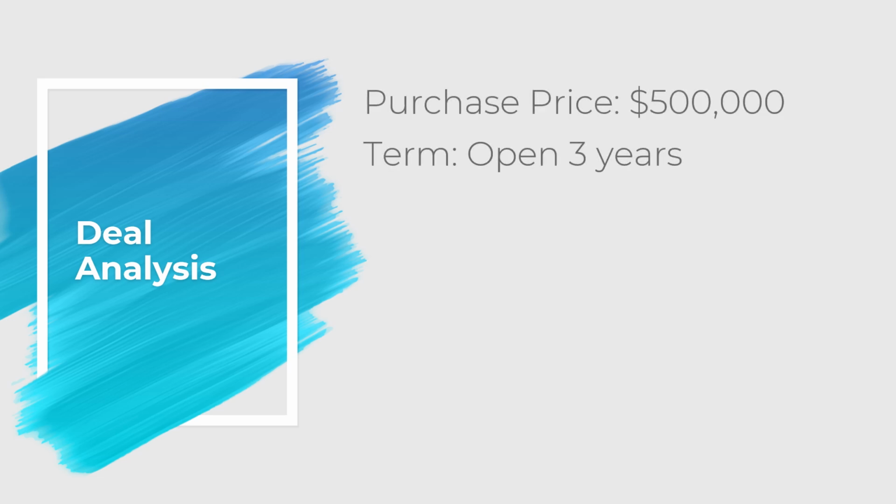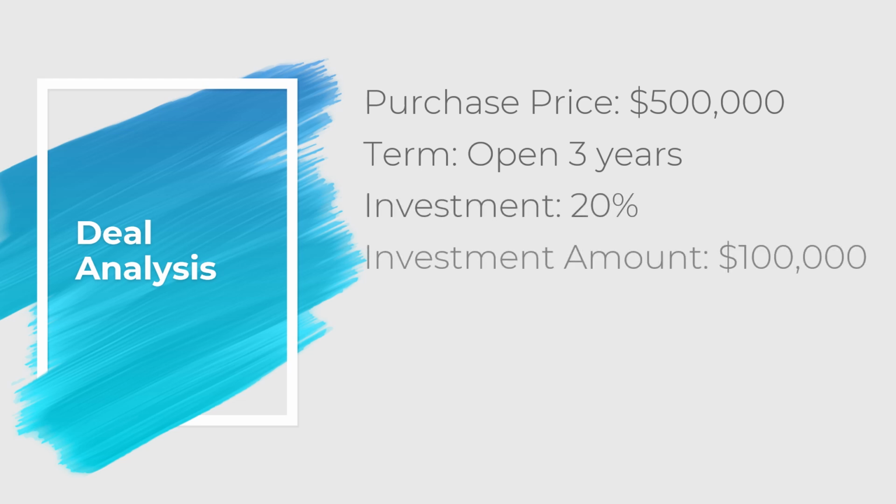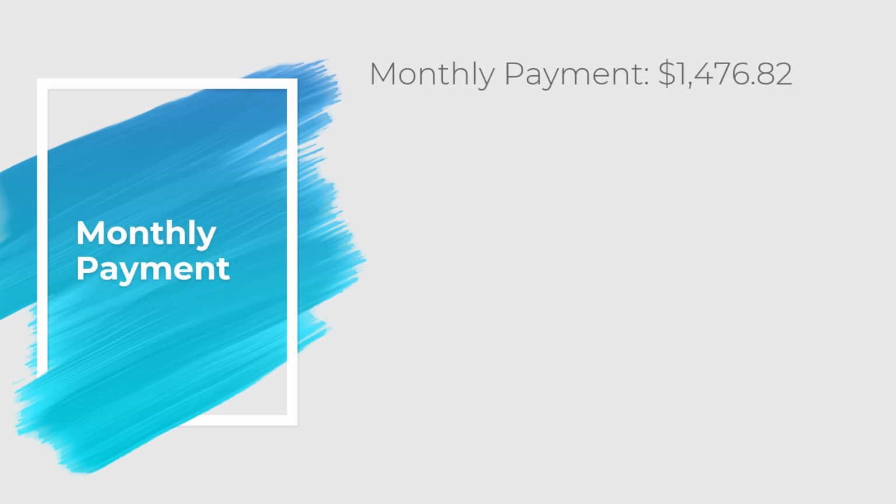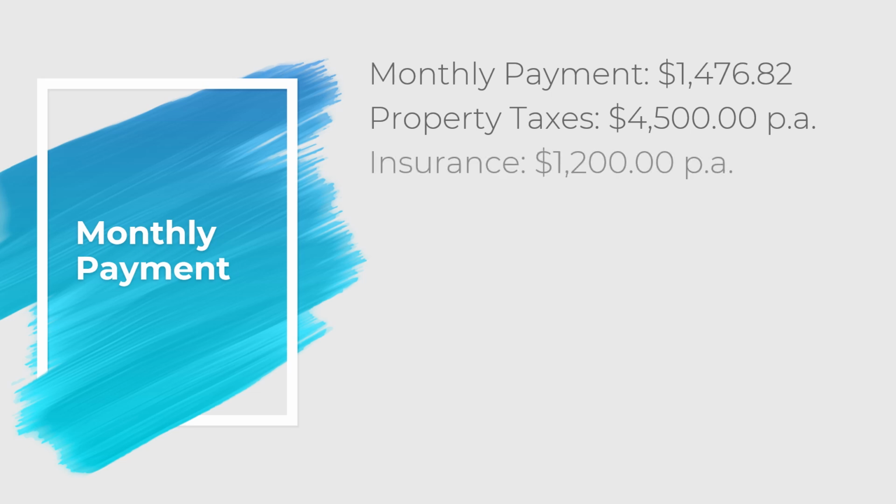We're putting a down payment of 20%, which is $100,000, and the mortgage amount is $400,000. The interest rate currently is very low at 1.45. Let's take it as 2%, and the amortization is 30 years. The monthly payment in this case will be $1,476.82, and let's say the property taxes are $4,500 annually, and the insurance is $1,200.